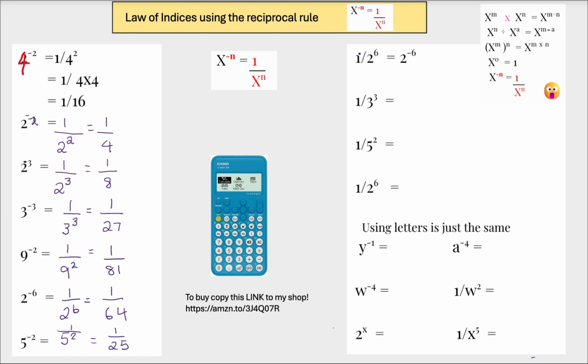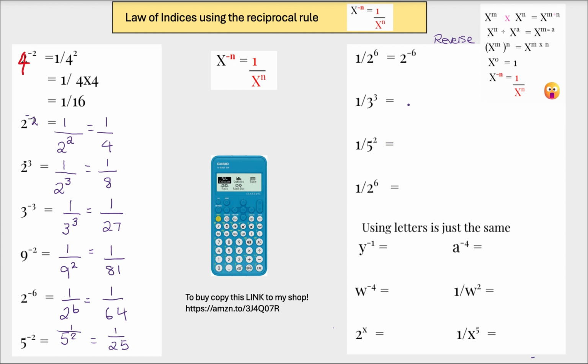Now we are going to do the reverse. We're going to put them back into index form. So here we've got 1 over 2 to the power of 6. Now we know if we reverse that, we've got to put it back to a negative 6. All we're doing is going back to its original format. So it's 2 to the power of minus 6.